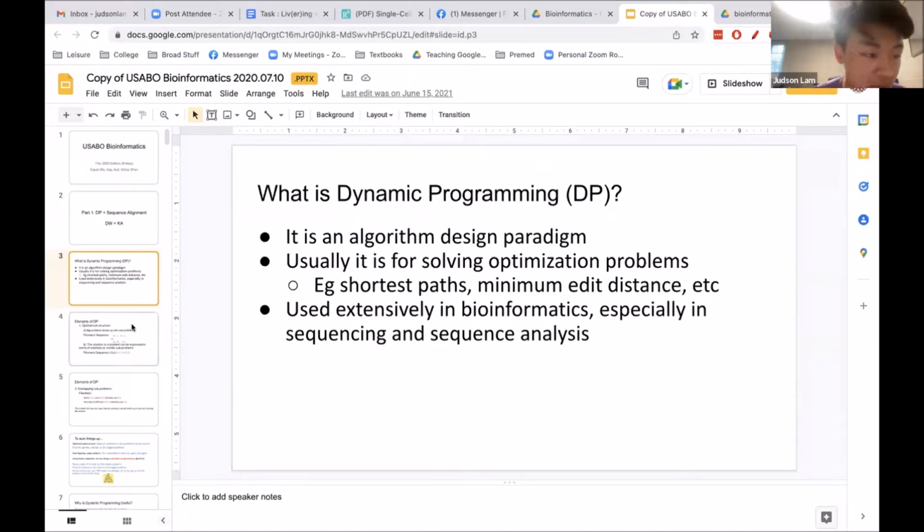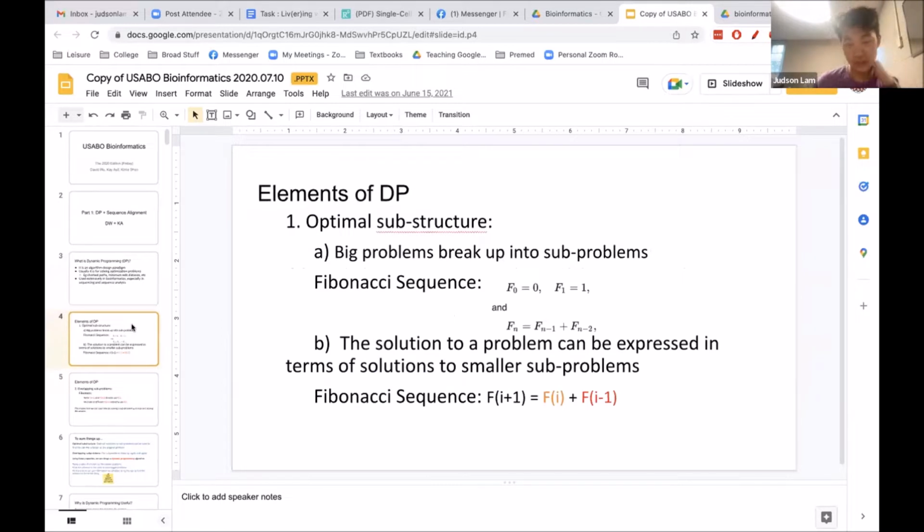So how does it work? Basically, the first way you want to use DP is to divide your problem into smaller problems of the same form. For example, if we want to figure out, say, the 100th Fibonacci number, we know that to calculate the 100th Fibonacci number, all we need to do is add the 99th and the 98th Fibonacci number, right?